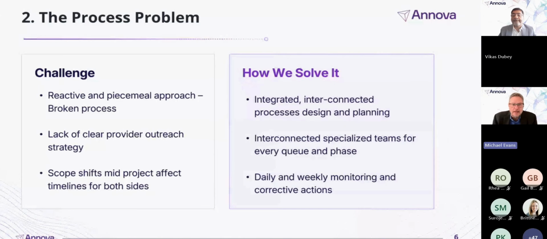The alternative is designing the interconnections deliberately. You have to do this first before you do anything else. Specialized teams for every queue and phase, because portal retrieval and on-site scanning and copy service coordination are genuinely different. The same staff is not interchangeable. That is when a project starts failing. Human capital becomes overwhelmed. Daily and weekly monitoring and corrective action and escalations built into the operating cadence, not triggered by a bad monthly number or a bad weekly report. You cannot wait for bad to happen.